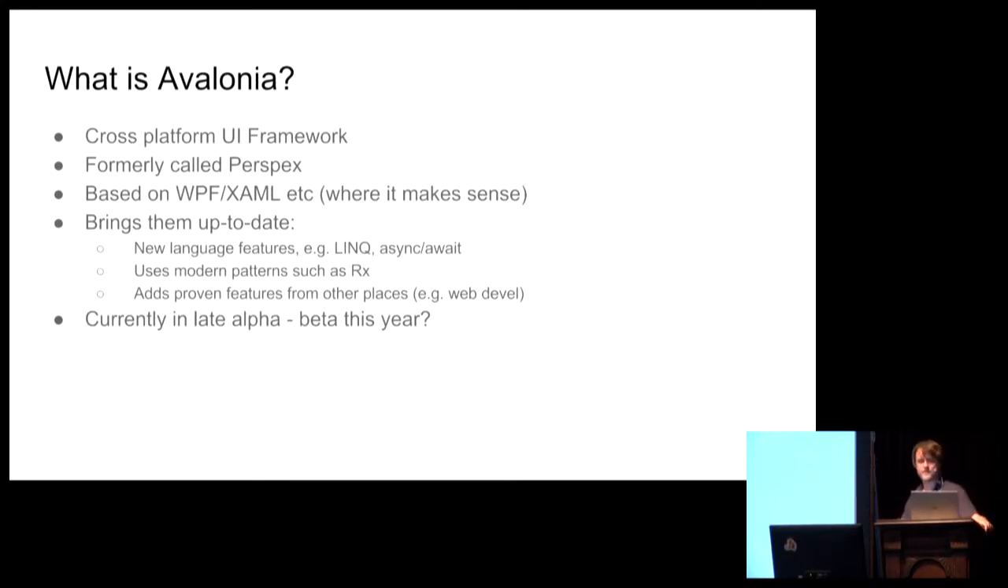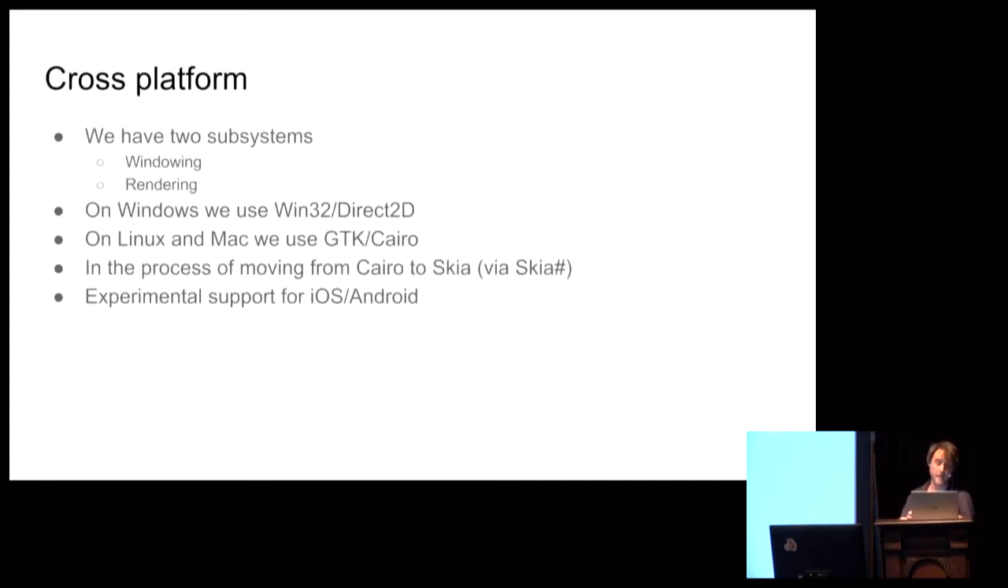So we try to bring them up to date with new language features like LINQ, async await, etc. And using modern patterns such as reactive extensions, which we use for bindings. And we also try and add proven features from other places, such as web development, etc. We're currently in late alpha, hopefully with a beta later this year, maybe.